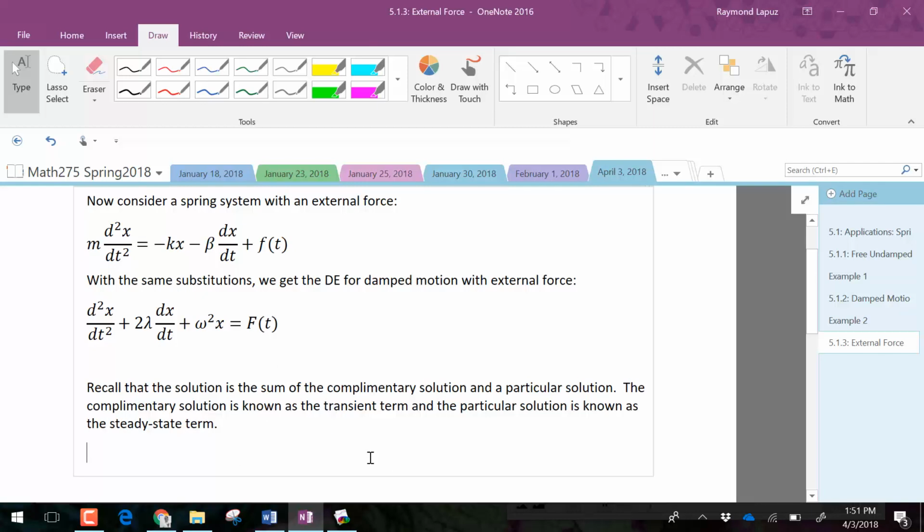So it's the same setup. Let's just jump to the example. Recall the solution is a sum of complementary solutions and a particular solution. The complementary solution is known as a transient term, and the particular solution is known as a steady state term.